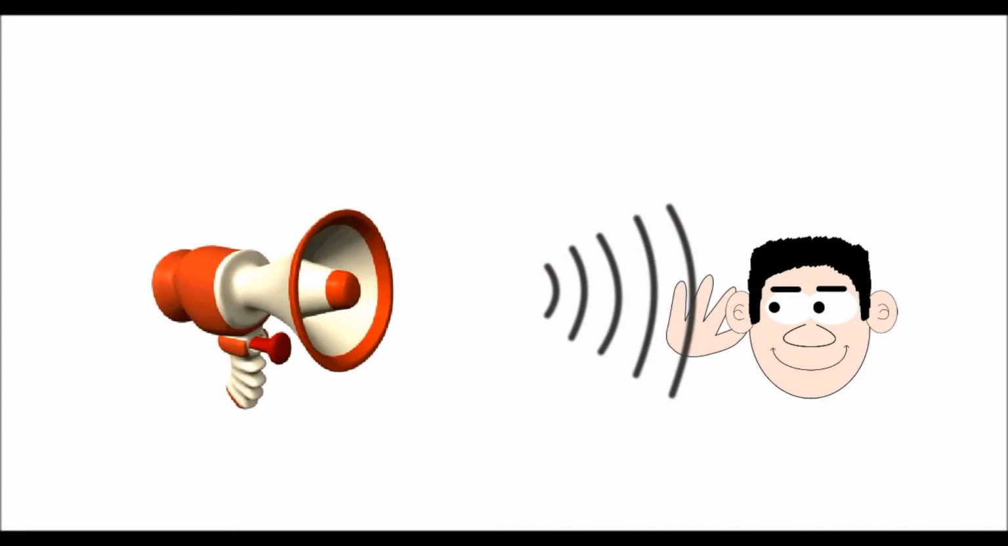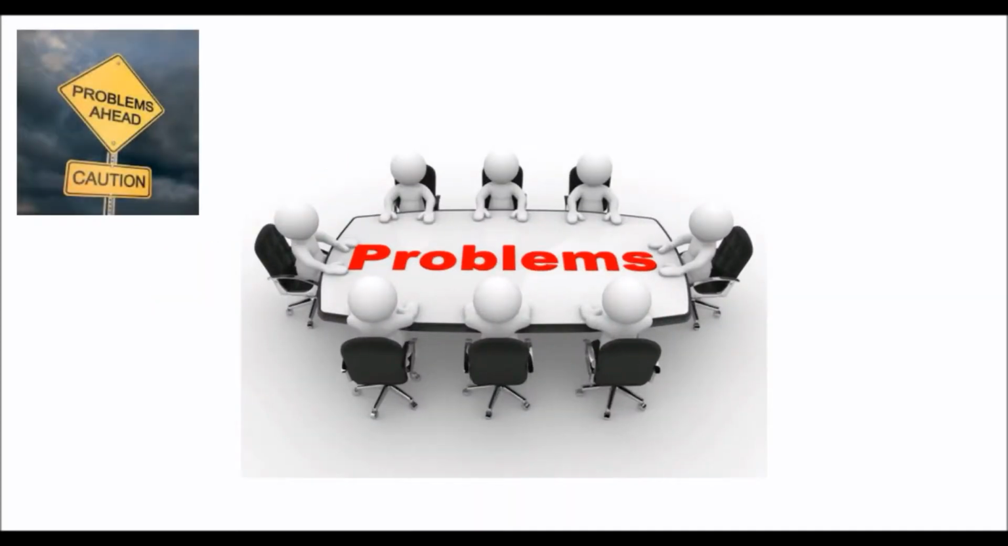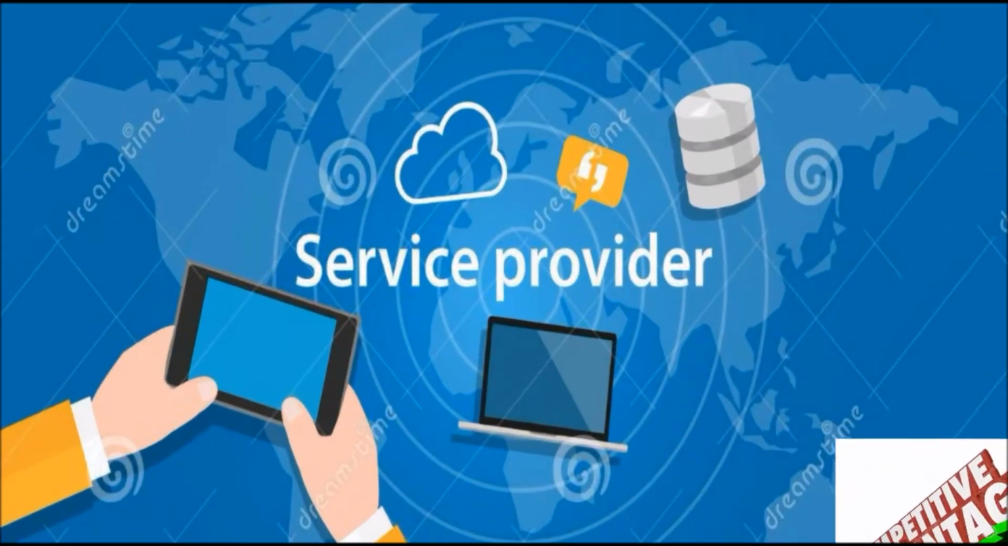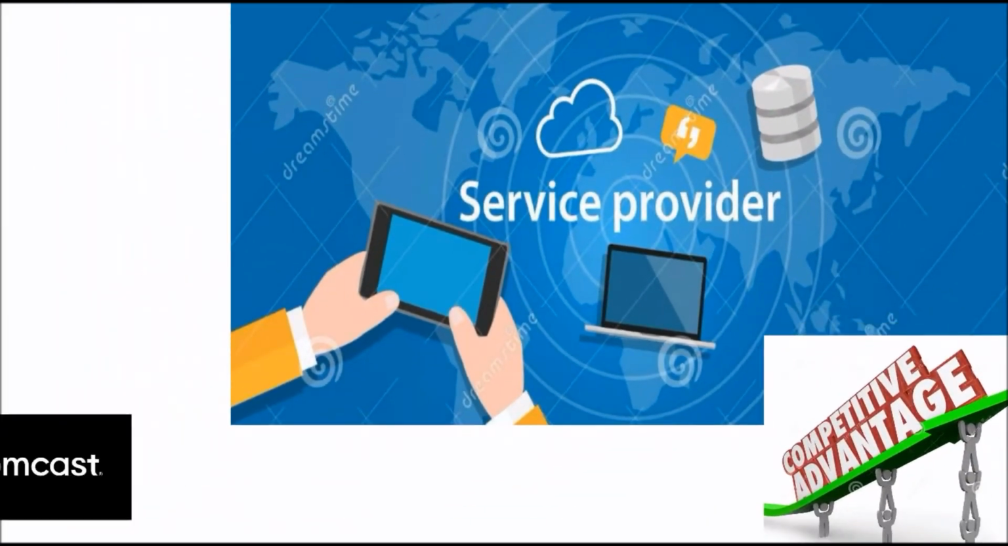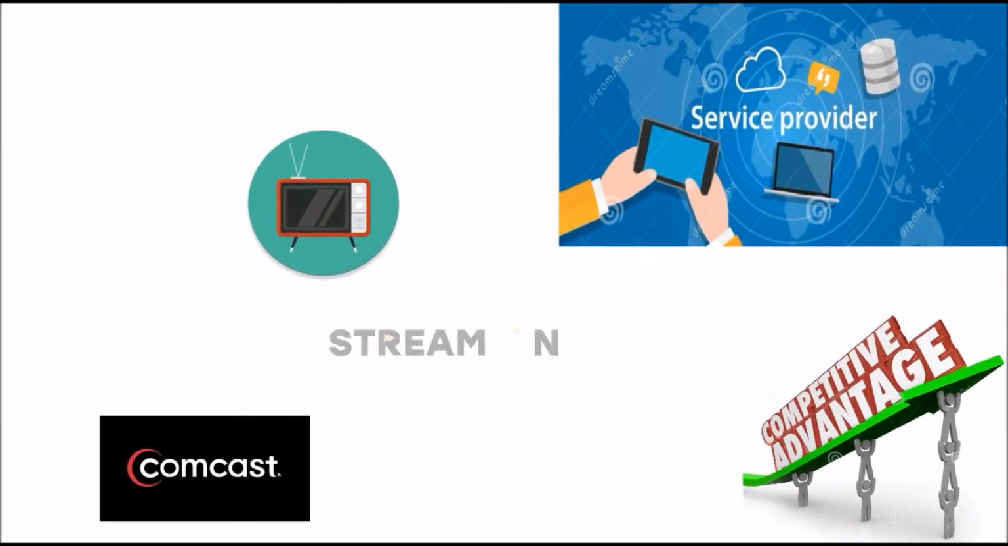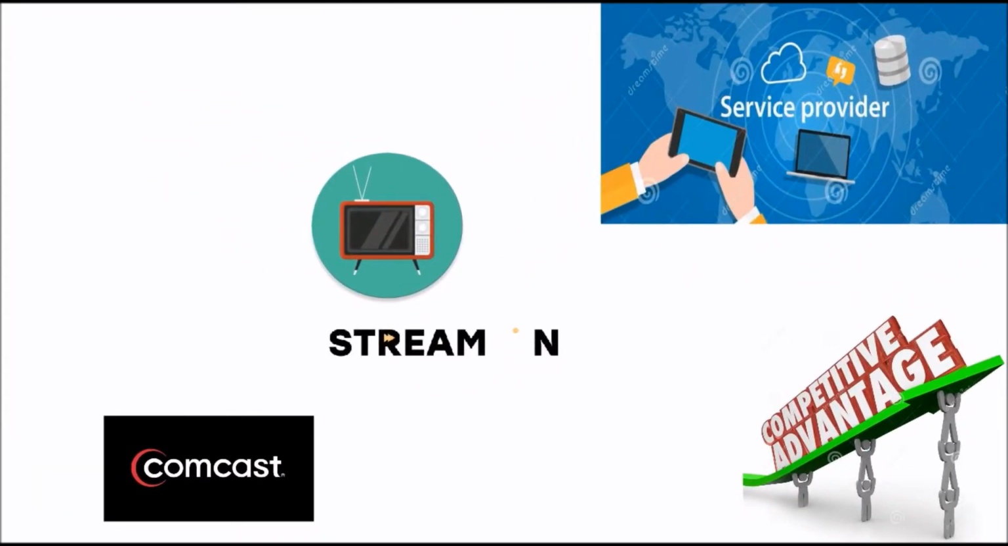But when things sound too good to be true, problems start to appear. Think about it for a moment. What if the provider decided to zero rate its own services to give itself a competitive advantage? Well, that's exactly what Comcast did with its Stream TV.